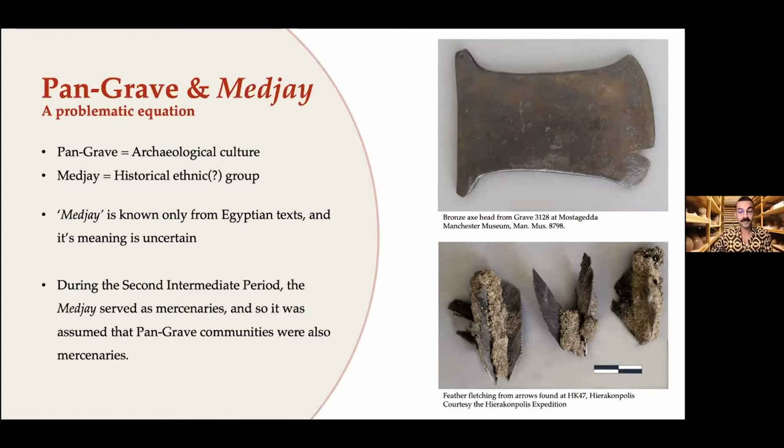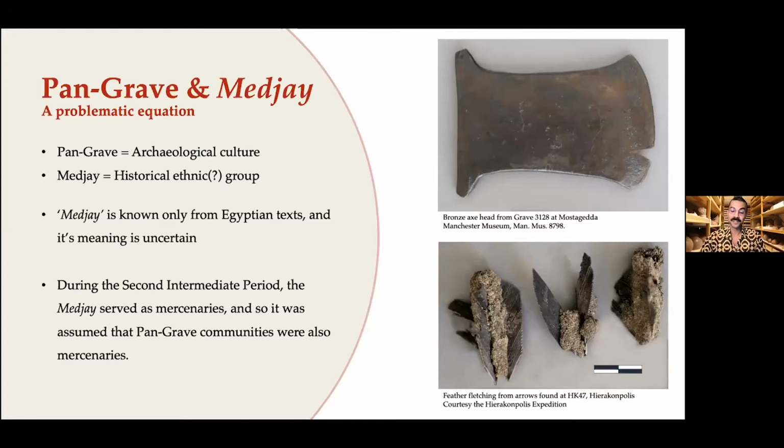This equation between Pangrave and Medjay was based on some archaeological coincidences, mainly that Pangrave sites were only identified in territory controlled by Egyptian rulers, and also that some Pangrave burials included archery equipment, like these remarkably preserved arrow butts from Hierakonpolis with the feather fletching still attached, as well as Egyptian-made weapons like daggers and axes in bronze. These assumptions went largely unchallenged for about a century, but it now seems that it's not so clear-cut.